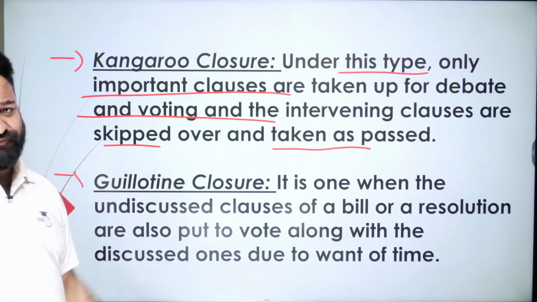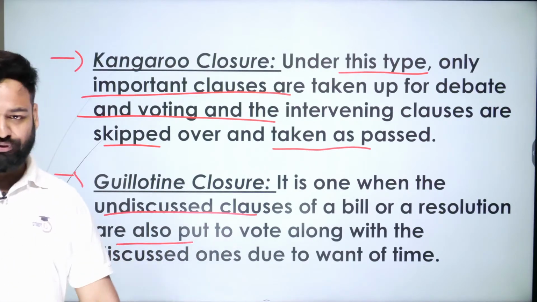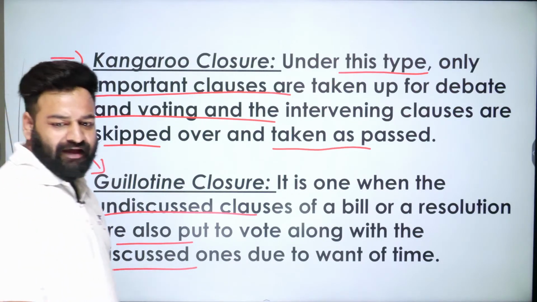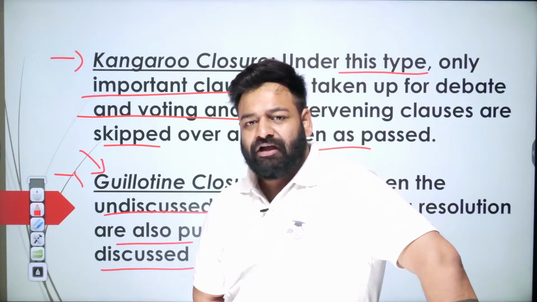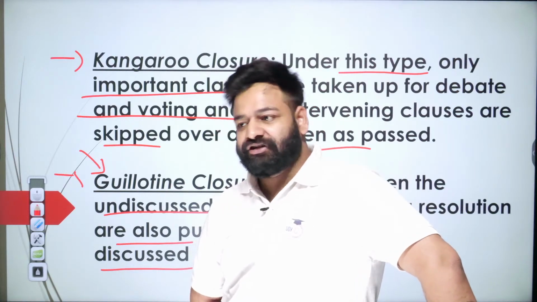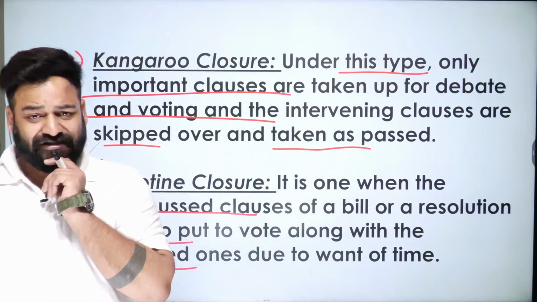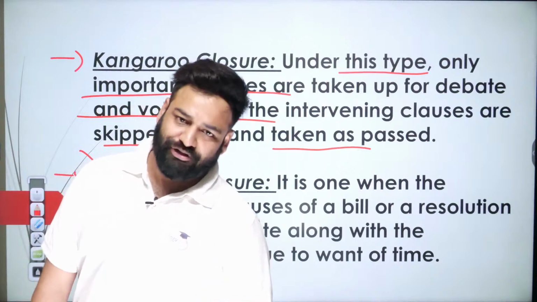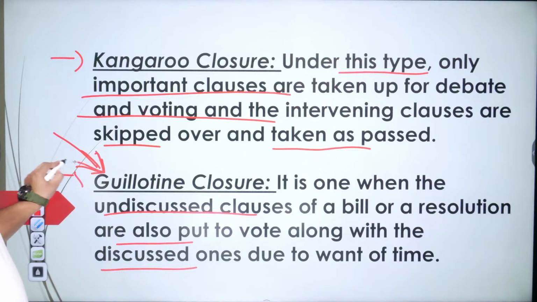Guillotine closure, just opposite of kangaroo. It is one when the undiscussed clauses are put to discussion and vote. Okay, that is known as the guillotine closure. Let's say in kangaroo, I have skipped 2, 3, 4 provisions or points of a bill. But then later on I realized, arre yaar, that should have been discussed as well, it was mandatory. So when I am discussing those skipped portions, those undiscussed clauses, I consider it the guillotine closure. Okay, this is what is known as the guillotine closure, right?